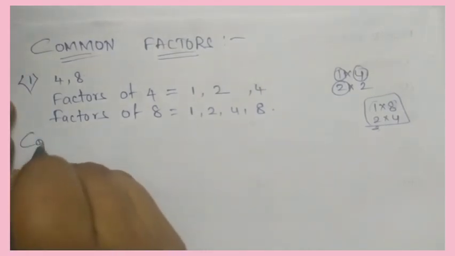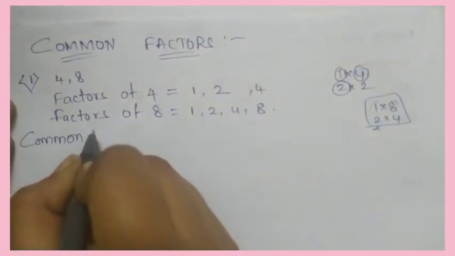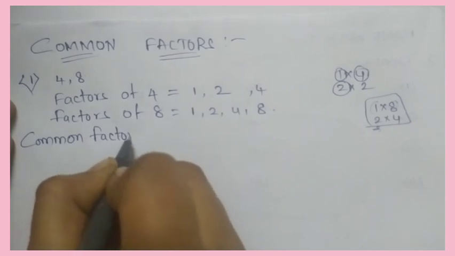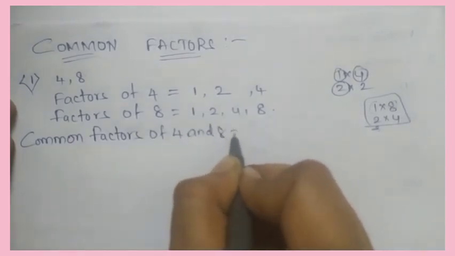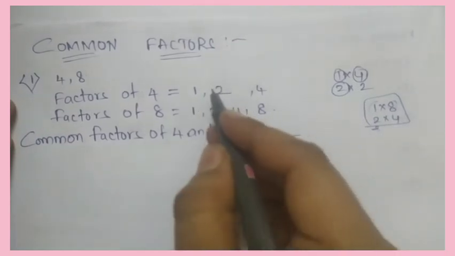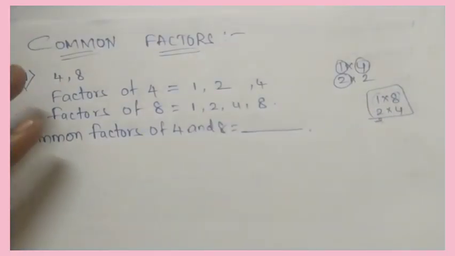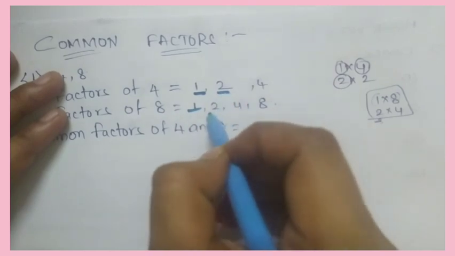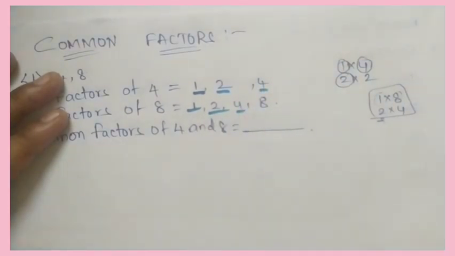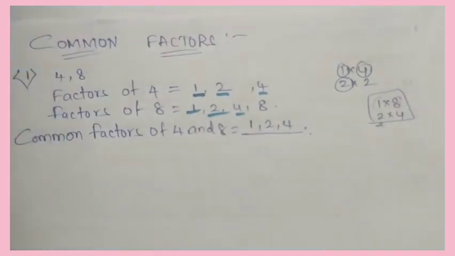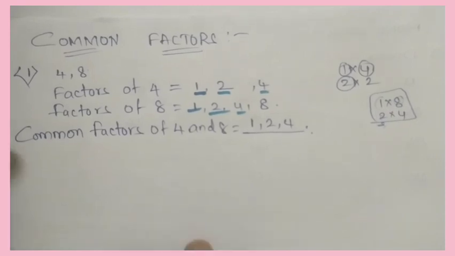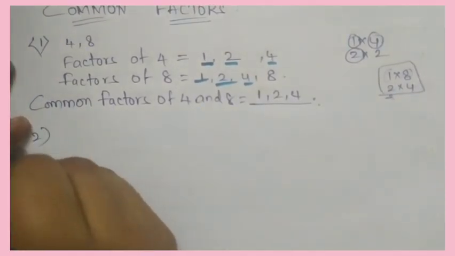Now we will write the common factors of 4 and 8. Which numbers are the same in both of these? 1, 2, 4. So 1, 2, 4 are the common factors of 4 and 8. Okay, one more example I will explain.